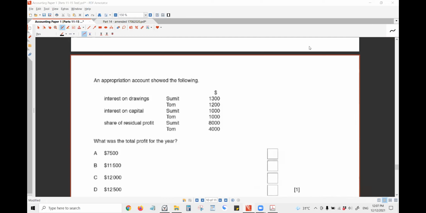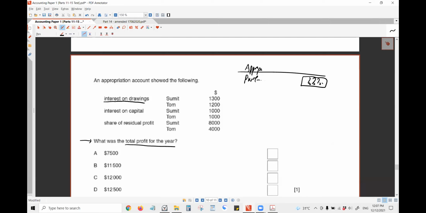Most of you choose B. But right or wrong, it doesn't matter. You learn from the question if you got it wrong. They ask you for profit for the year. That means they are looking for the first number that is in the appropriation account. Okay, they are looking for this.